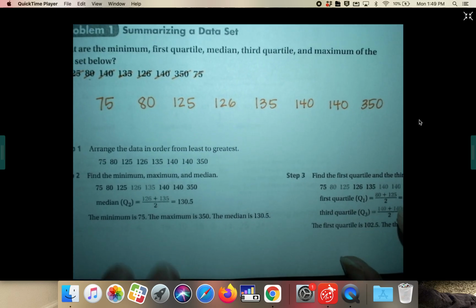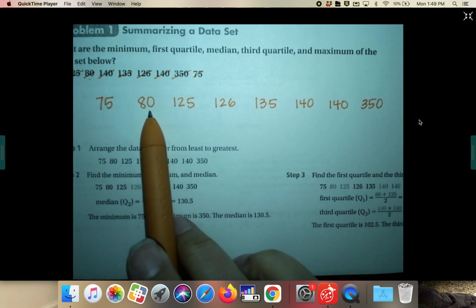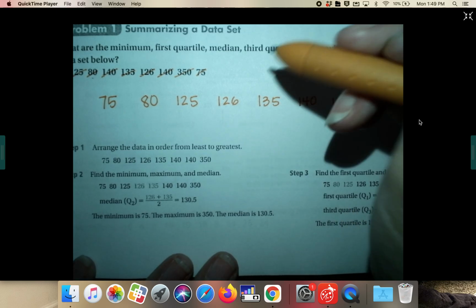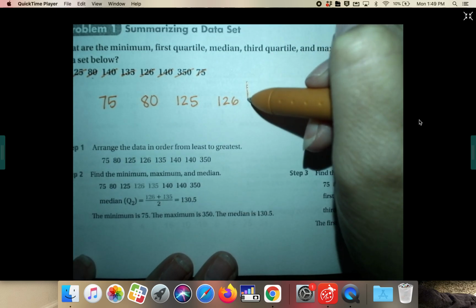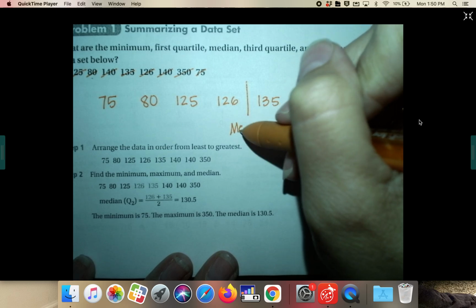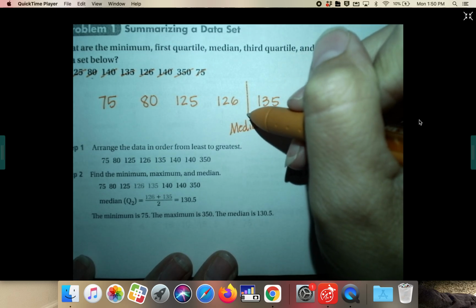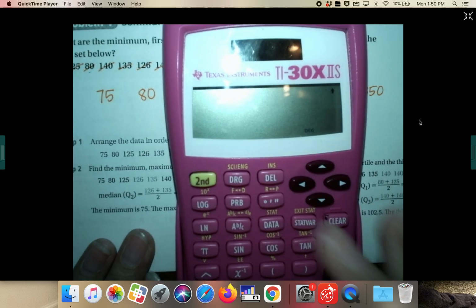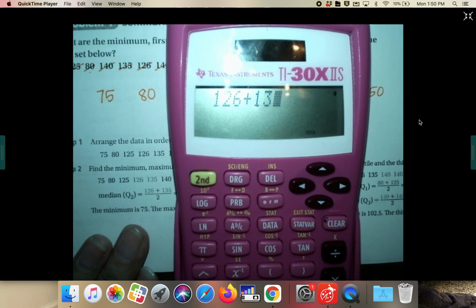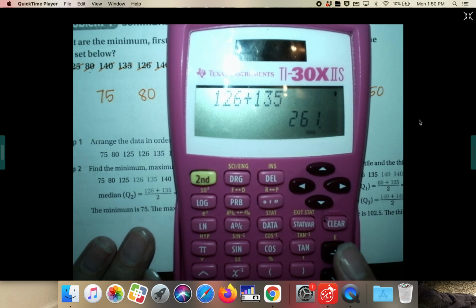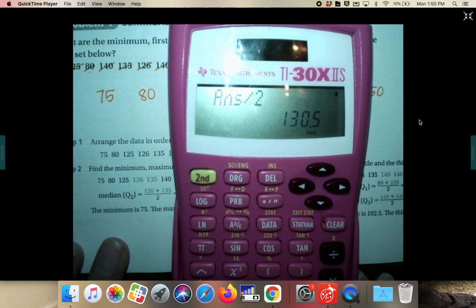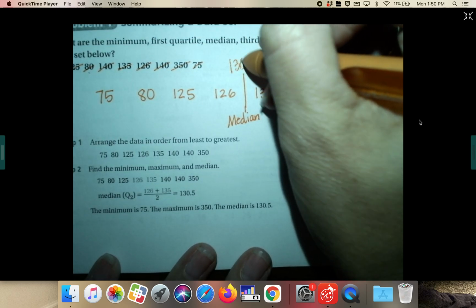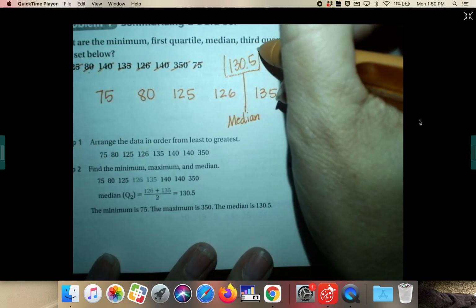Okay, so let's take a look at these numbers. So there are 1, 2, 3, 4, 5, 6, 7, 8, an even number of values. So this is what we talked about above. So right in the center would be your median. So the median is somewhere between 126 and 135. So on your calculator, you'll do 126 plus 135, and you'll find exactly the number in half by dividing by 2. So 130.5. So 130.5 is our actual median.